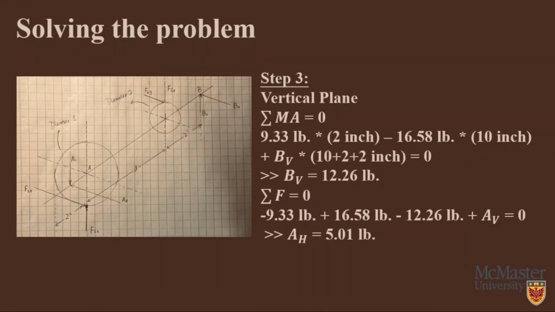Step 3, the vertical plane. The sum of moments about A equals 0. 9.33 pounds times 2 inches minus 16.58 pounds times 10 inches plus B vertical times 10 plus 2 plus 2 inches equals 0. From this equation, we can figure out that B vertical equals 12.26 pounds. The sum of forces equals 0. Negative 9.33 pounds plus 16.58 pounds minus 12.26 pounds plus AV equals 0. From this equation, we can figure out that A vertical equals 5.0 pounds.